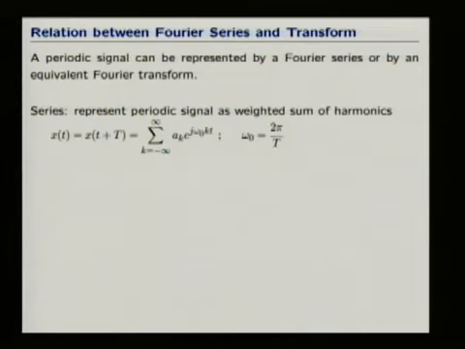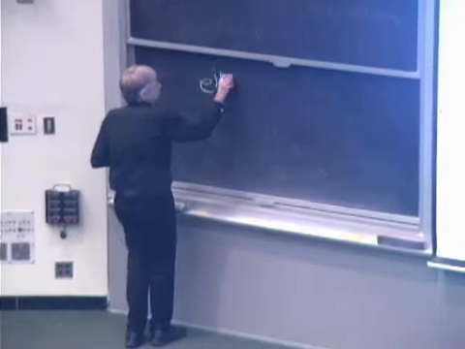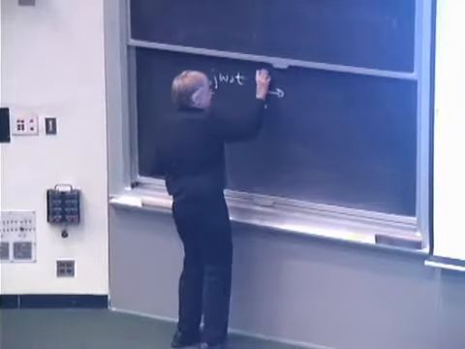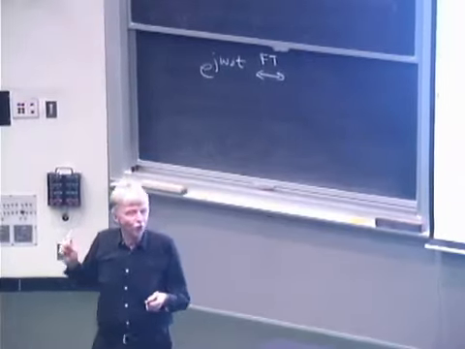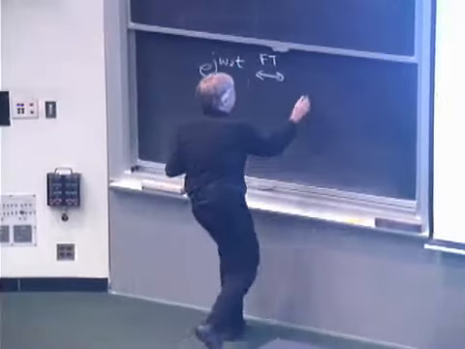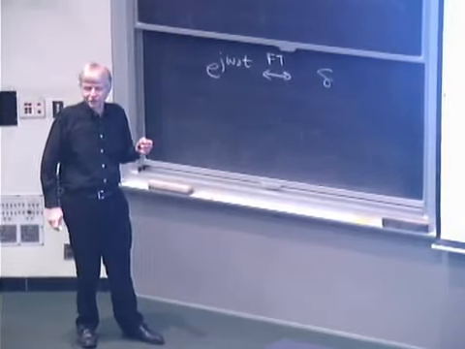How do you take the Fourier transform of e to the j omega naught t? What's the Fourier transform? E to the j omega naught t transforms to what? Impulse. So how do I know that? So impulse. What else? Anything? Am I done?